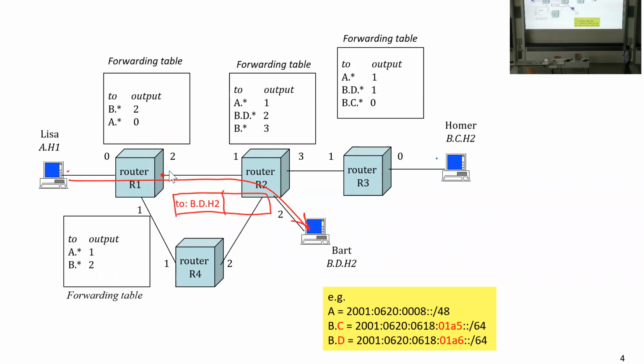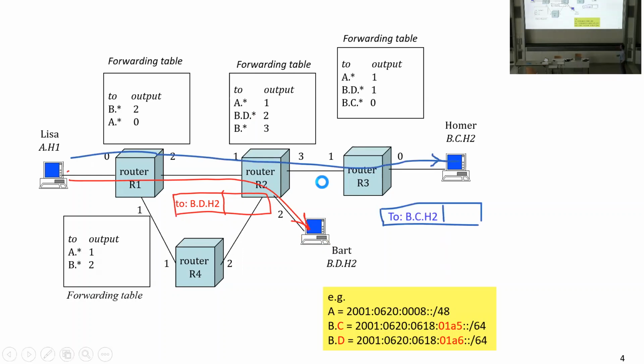At router R2, the same thing is done, but now there are two matches. There are two lines in the routing table that match this here. So which one should you choose? Then the theory says you should always choose the most specific one, the longest prefix match. So here there are two matches, B, which is less specific than B.D. So you take B.D and you forward the packet to number 2 here.